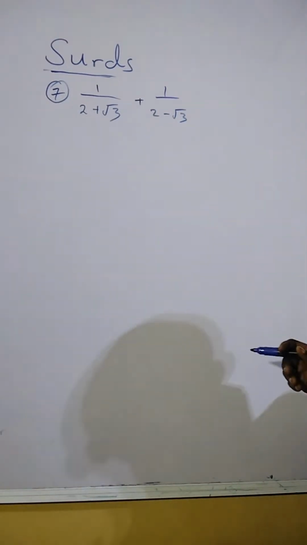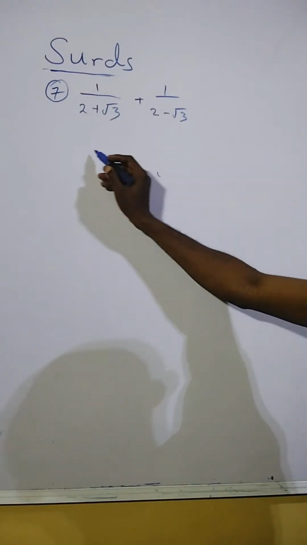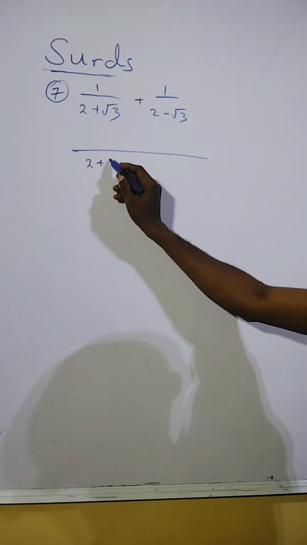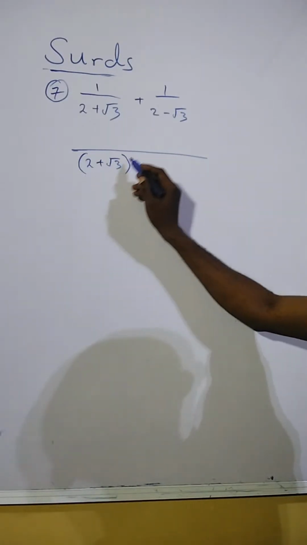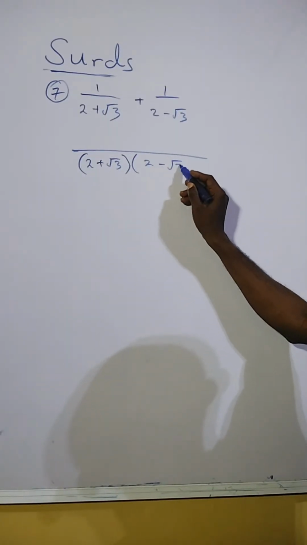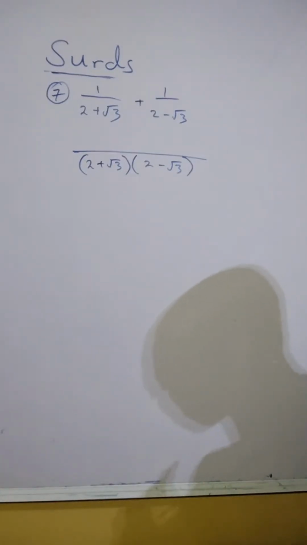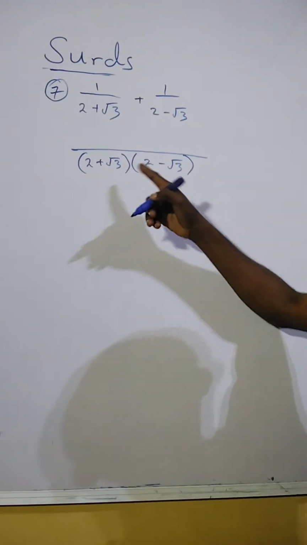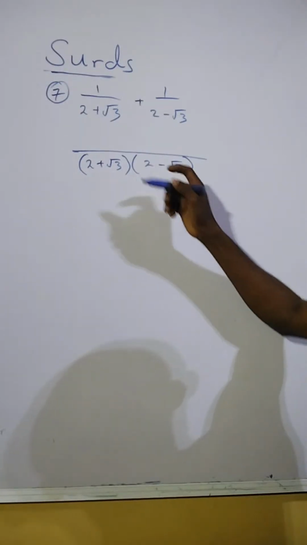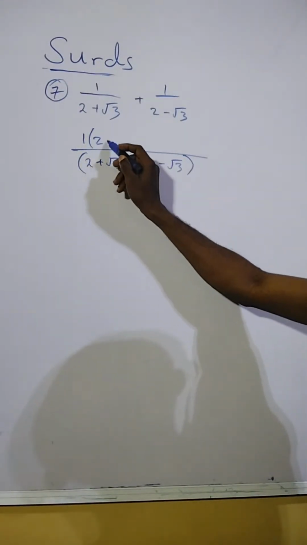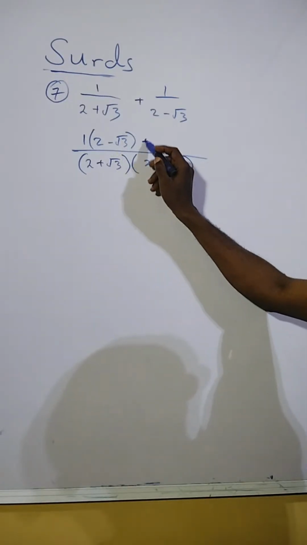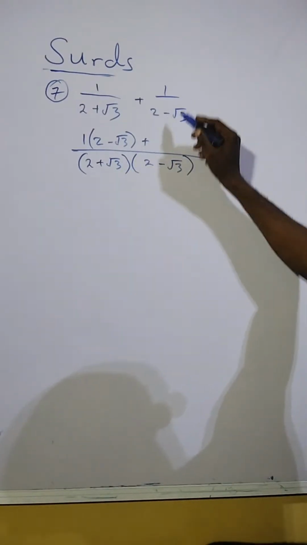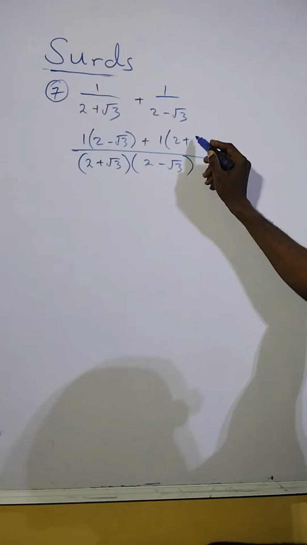So when we look at this, we have two fractions added together. We bring this together as one fraction, the same way we solve fractions. The LCM is 2 plus root 3 multiplied by 2 minus root 3. Then 2 plus root 3 goes here, and this 2 plus root 3 cancels. We are left with 2 minus root 3, and 2 minus root 3 times 1, that's 1 times 2 minus root 3. Then plus, 2 minus root 3 goes there, we mean 2 plus root 3. 2 plus root 3 times 1, that's 1 times 2 plus root 3.